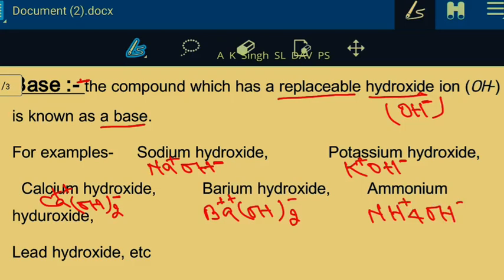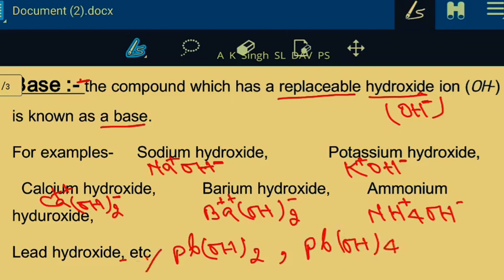Just like lead hydroxide, there are two types of lead hydroxide. One is called plumbous hydroxide, the other is called plumbic hydroxide. Generally, plumbous hydroxide is used, that is Pb(OH)2, and the other is plumbic hydroxide, that is Pb(OH)4. But generally, plumbous hydroxide is used.